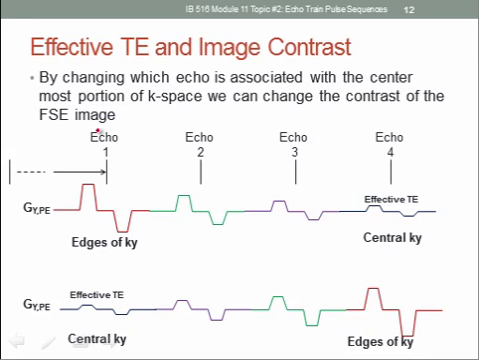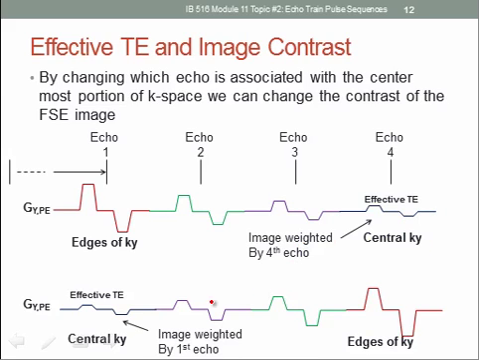So here, in the second example in the bottom row, I'm showing that the first echo now gets mapped to the central part of k-space. So now the effective echo time here would be much shorter than in this top example. And in this top example, the image is weighted by the 4th echo. In the bottom example, the image is weighted by the 1st echo.